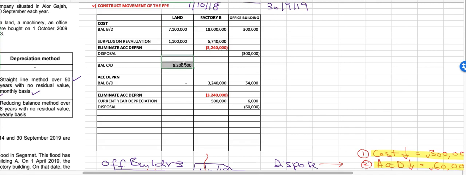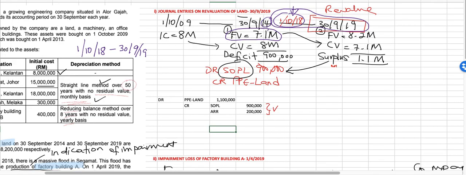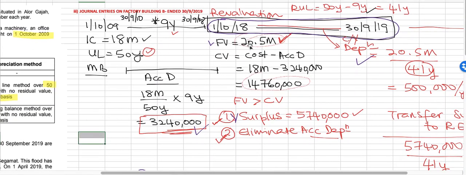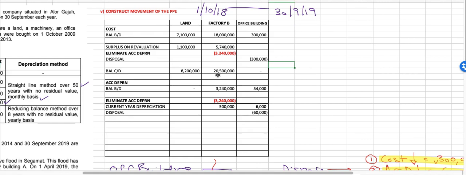This is 8.2 million. We add everything. That is 20.5 and this one 0. Now you see here for factory B, you get 20.5 as a balance CD. Now if you look back, this is land. If you look at factory B, now you revalue your asset. So in this year, you get 20.5 million as the fair value, kan? So that's why when we show the movement, you get that same fair value figure. And based on this figure, we depreciate for the current year. And for office building, because you dispose, you get zero lah at the end.